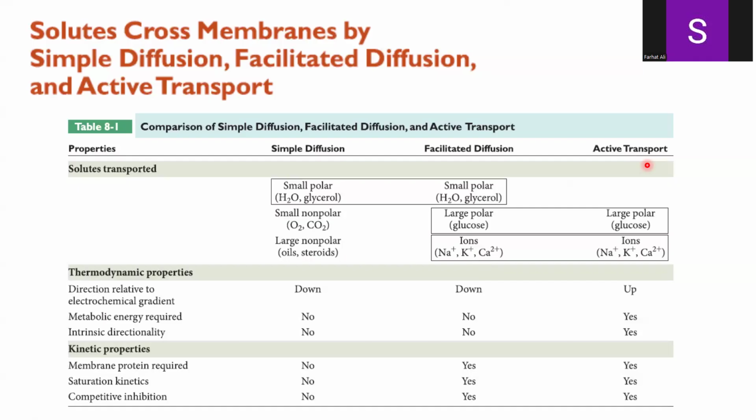Large molecules, which are typically polar or like ions, or substances that have to go against the concentration gradient, are transported by the process of active transport. Simple diffusion is not regulated because it simply occurs down the gradient. However, in facilitated diffusion, there are proteins involved, so this process can be regulated. And likewise, active transport is also a regulated process.